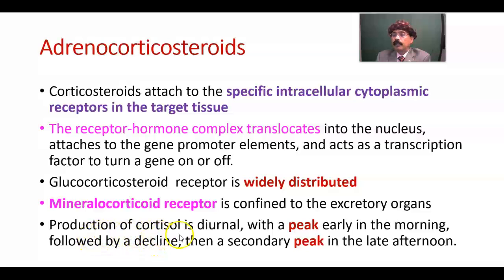Production of cortisol is diurnal. That means it is not static throughout the day, with a peak early in the morning, followed by a decline, then a secondary peak in the late afternoon.